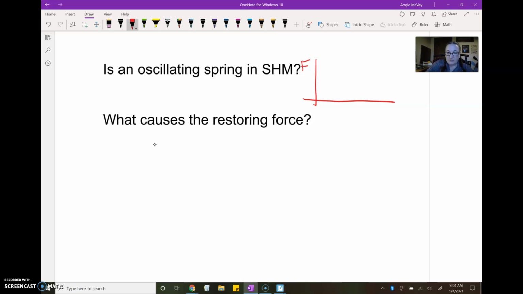Remember last year we did an experiment where we stretched a spring and we measured the force with different amounts of stretch of the spring, which we'll label as x. And we found a linear relationship where the slope was the spring constant in newtons per meter. It told us how stretchy the spring was.